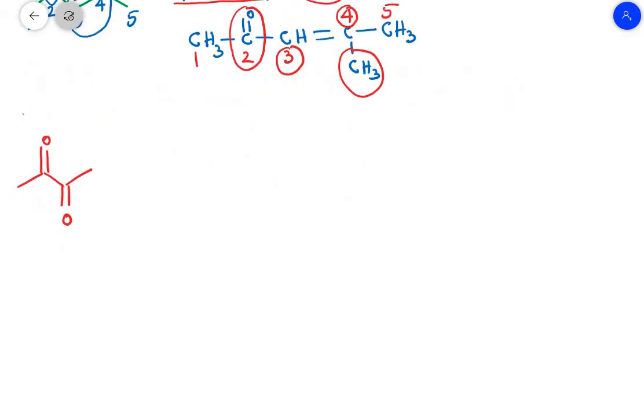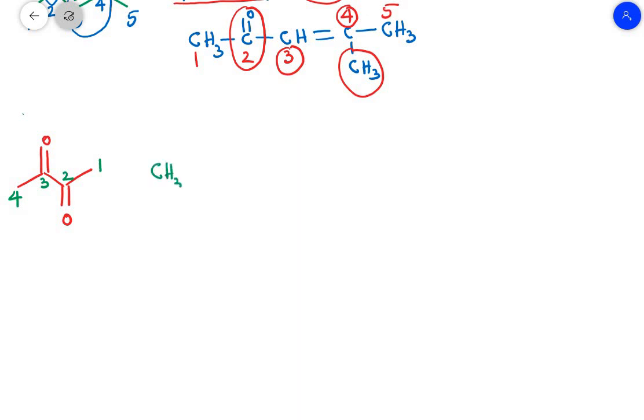In this next example, students, we have to write the numbering: 1, this becomes 2, this becomes 3, and this becomes 4. Either you write it from the left hand side or from the right hand side, both will be the same. And therefore the name of this compound, totally there are 4 carbon atoms.